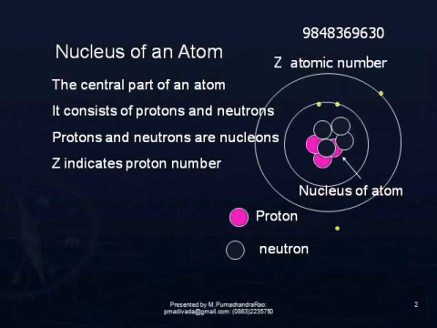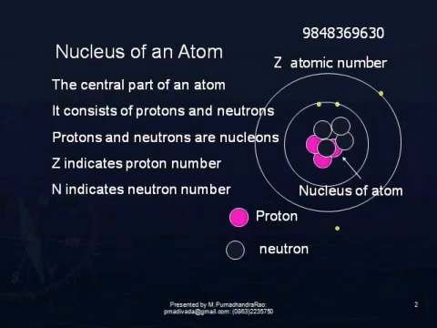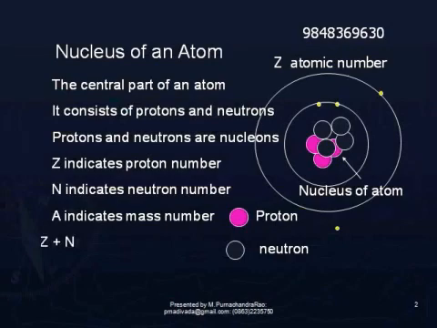Z is called the atomic number. It indicates the number of protons. In a neutral atom, the number of electrons is also equal to the number of protons. So Z can indicate the electrons in a neutral atom. Let us indicate the number of neutrons by capital N. Capital A indicates the mass number of this nucleus. So A is equal to Z plus N.